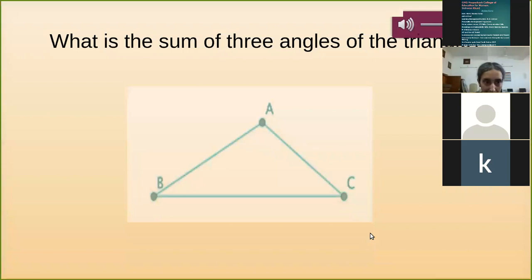Okay, now what is the sum of three angles of the triangle? Very simple question. What is the sum of three angles of the triangle? Yes, unmute yourself. Yes, so the sum of three angles of the triangle is 180 degrees. Good.